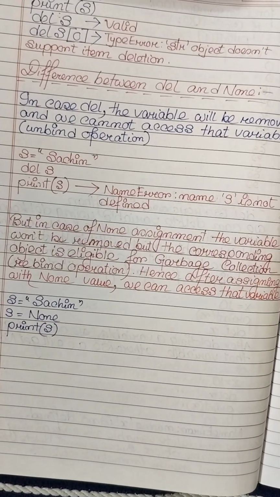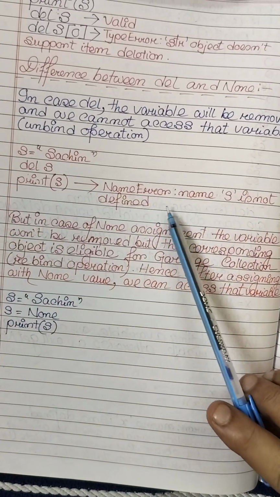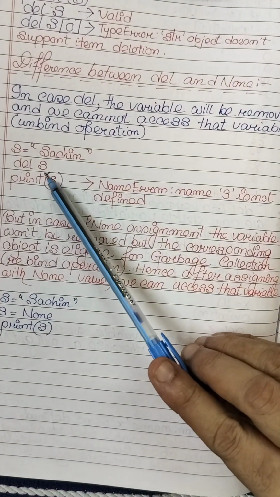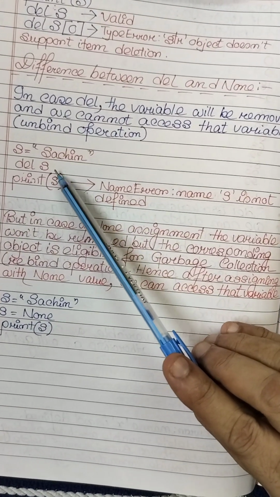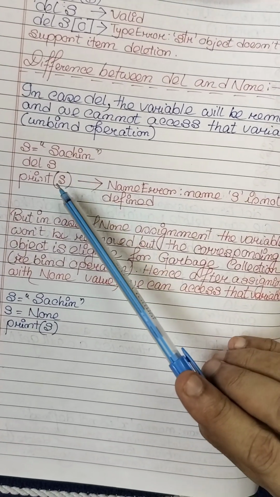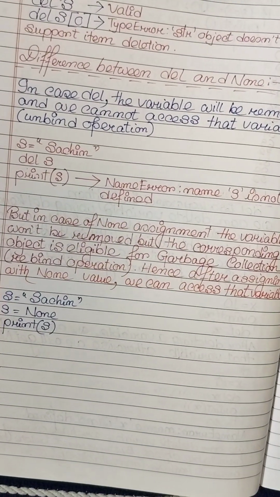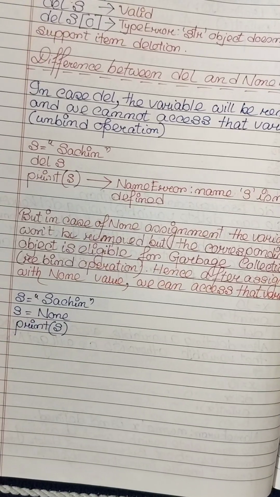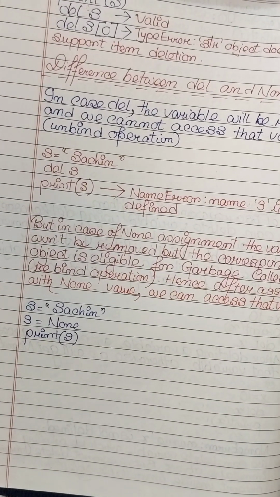S is equal to Sachin, del S, print S. This gives a name error: name S is not defined, because we have already deleted the name. If the printing is done first and the deletion after printing, it will be okay. But here deletion is done first, and then the print.